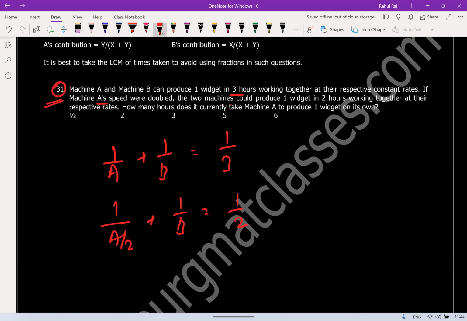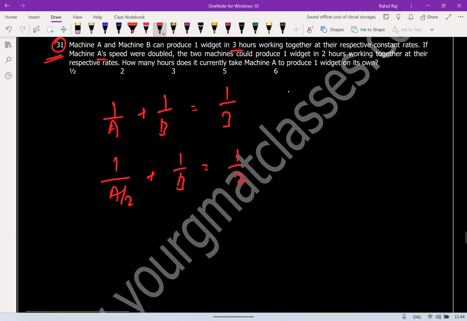Now it asks how many hours it currently takes machine A to produce the work. So they are trying to find out the value of A. Just subtract it.